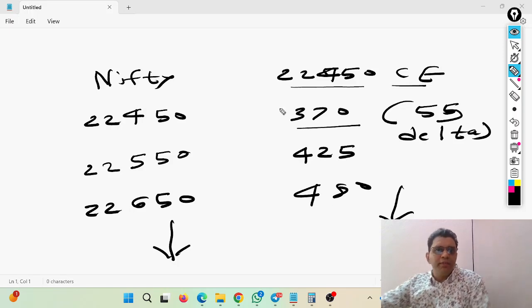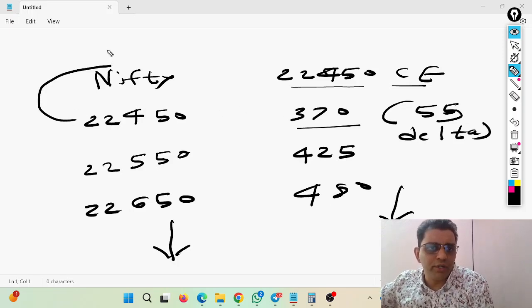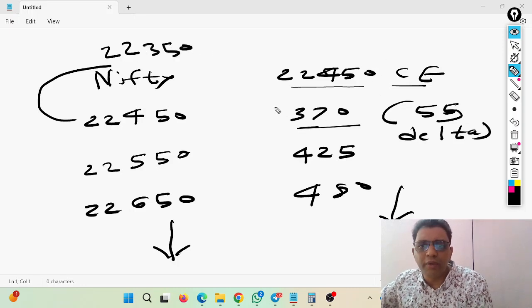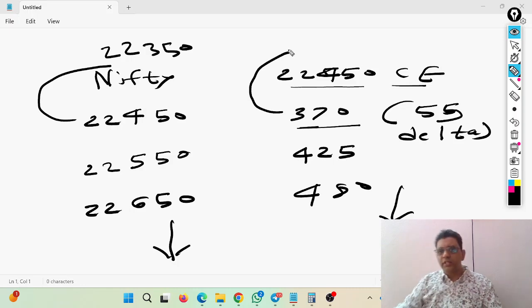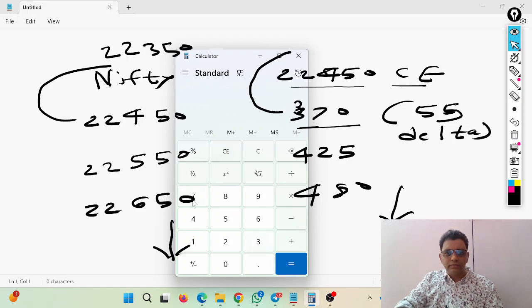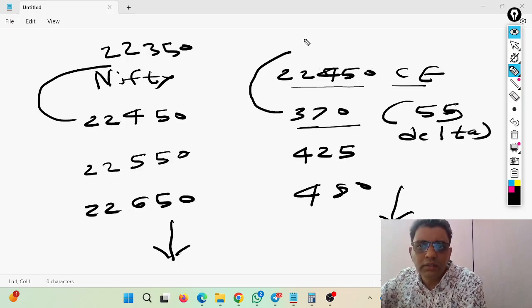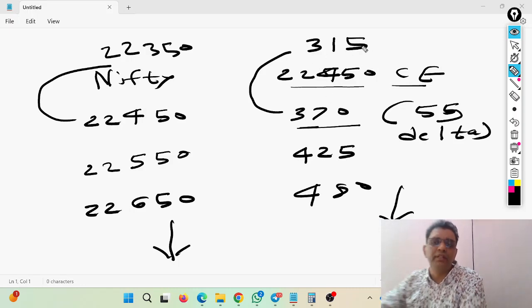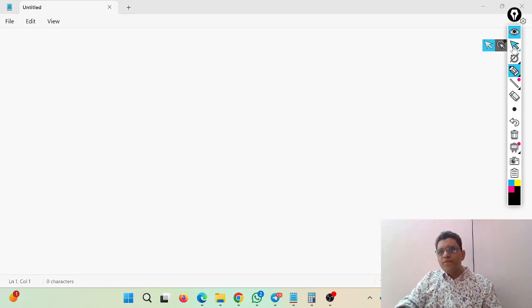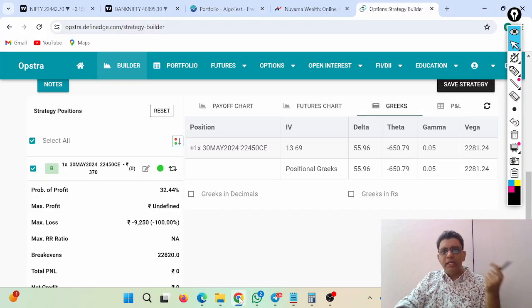Similarly, if Nifty becomes 22,350, I will write it down over here. If Nifty goes down by 100 points, then this will go down by 55 points. So let's check on the calculator, it will become 370 minus 55, which is equal to 315. So this is nothing but the delta. Even if you think about it logically, you will understand it immediately.